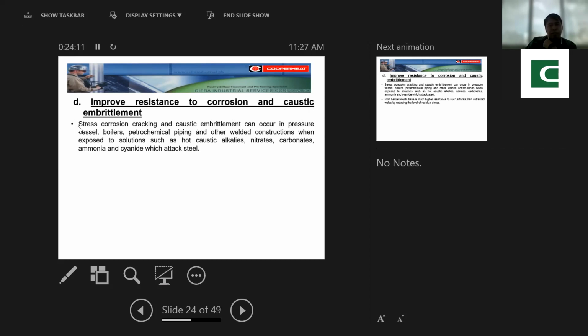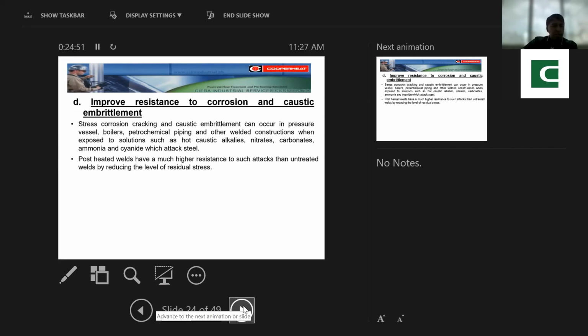And over a period of time, a combination of stress corrosion cracking can occur on your material, especially with hot caustic alkalines, nitrates, carbonate, ammonia, cyanide. This will attack steel. And therefore, if you conduct post-weld heat treatment, maiiwasan natin ang caustic embrittlement. Okay, so they have higher resistance to the attack of these different chemical contents inside, and it will reduce the residual stresses inside our weldment.